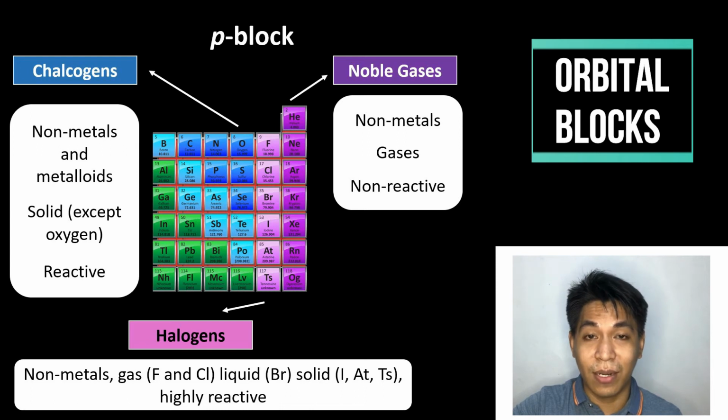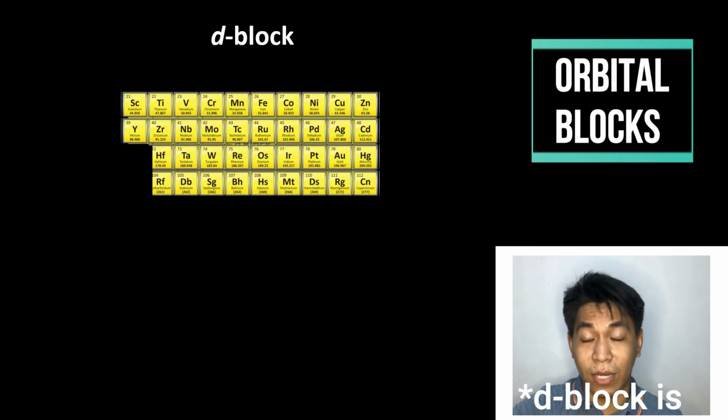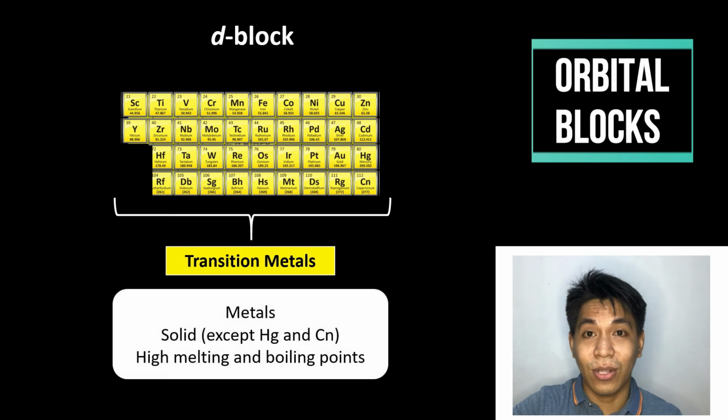Now, let's proceed to the other blocks. The other block is what we call the d block. This is basically the elements listed at the middle of the periodic table of elements. The d block is composed of the following list of elements, and they are called transition metals. Now, if you want to be more specific, the elements from scandium up to manganese are called early transition metals, while the ones from iron up to zinc are called late transition metals. Now, all of them are metallic in nature.